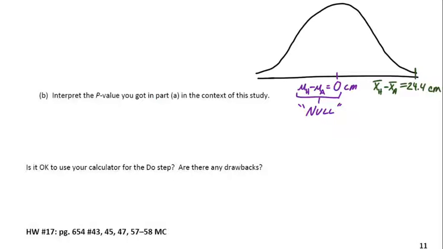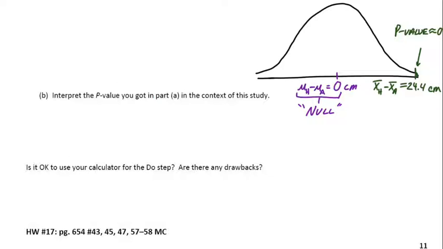How rare would it be if 0 was the true difference to get sample data that had a difference in means of 24.4 centimeters? Or perhaps even more. So it would shade this little tiny area in the tail, but our p-value was effectively 0, right? There's almost nothing left in that tail because it's so far out here, so far away from the null hypothesis. Which also tells you, if this was the true case, this is almost impossible to happen just as a chance occurrence.